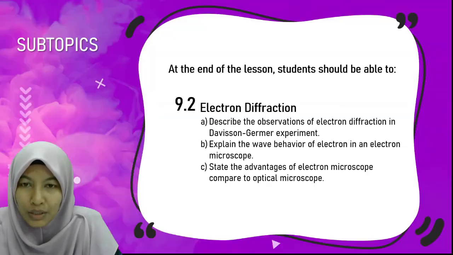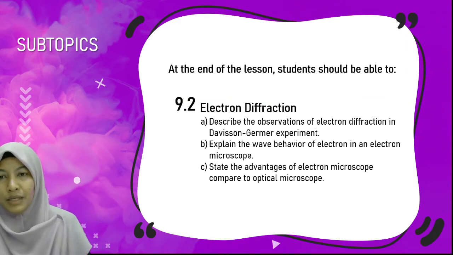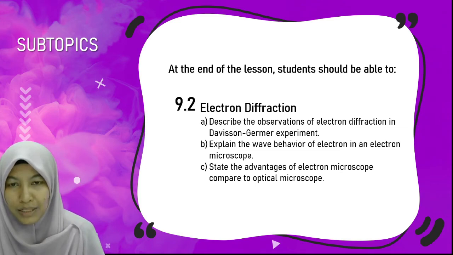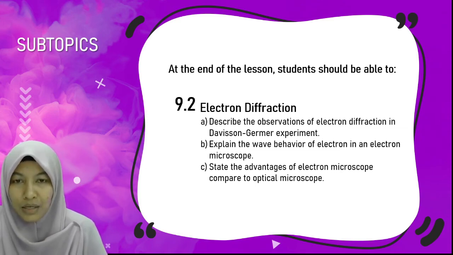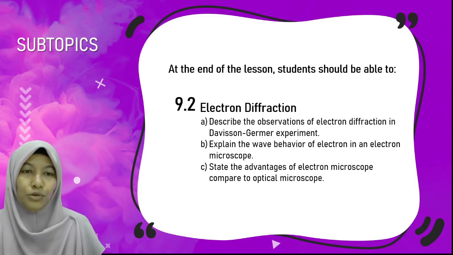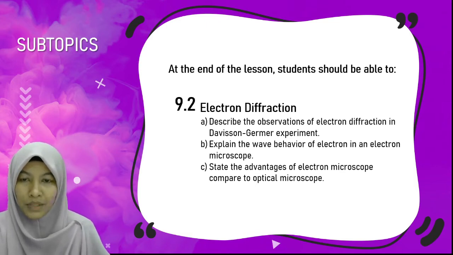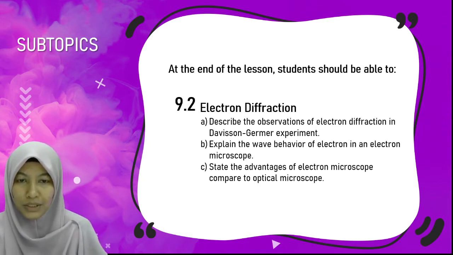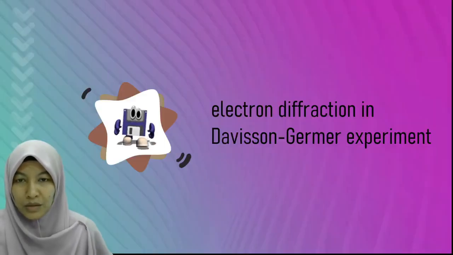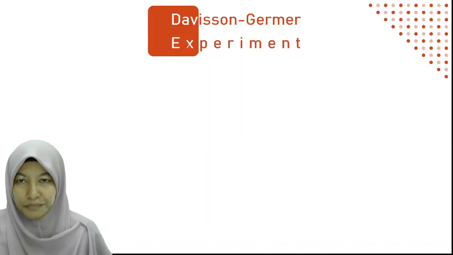Now we are going to the second subtopic, 9.2, electron diffraction. In this subtopic we have three objectives that we have to achieve after the class. First, describe the observations of electron diffraction in the Davisson Germer experiment. Second, explain the wave behavior of electrons in an electron microscope. And third, state the advantage of the electron microscope compared to the optical microscope. We go to the first objective.